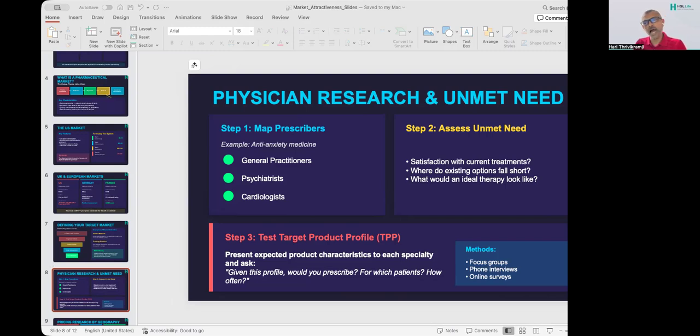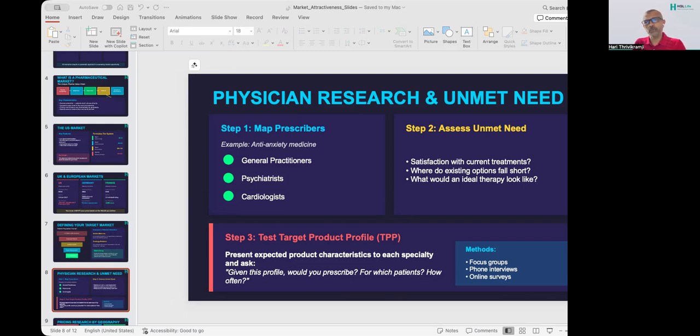Because you need to understand the unmet need from each specialty's perspective. This requires primary research, surveying physicians of each relevant specialty. You can do interviews with them. Previously, it used to be in-person interviews. These days, it's mostly telephone interviews, online focus groups, and then you can do online surveys as well.